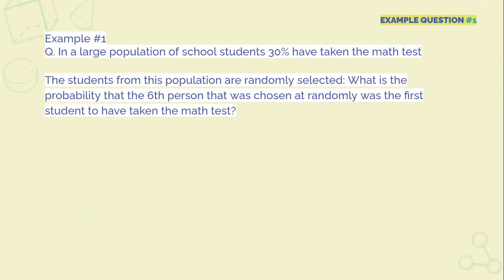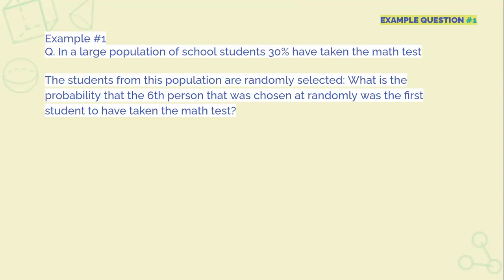So without further ado, let's dive into some example questions to get a better understanding of the topic. First question, in a large population of school students, 30% have taken the math test. The students from this population are randomly selected. What is the probability that the 6th student chosen randomly was the first student to have taken the math test? So, the question asks us about the probability when n equals 6. From the question, we know that the probability is 30%, and we can convert it into decimals, which is 30 divided by 100, which will be 0.3.